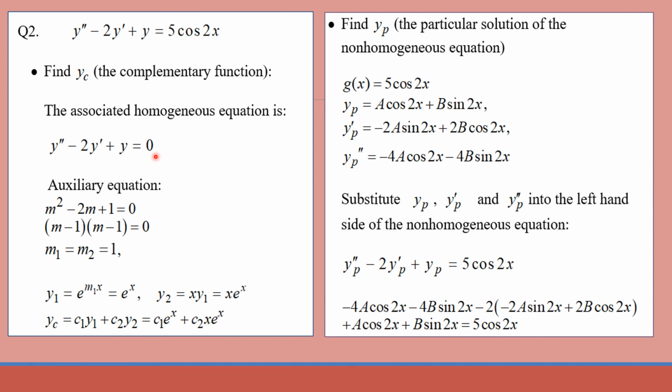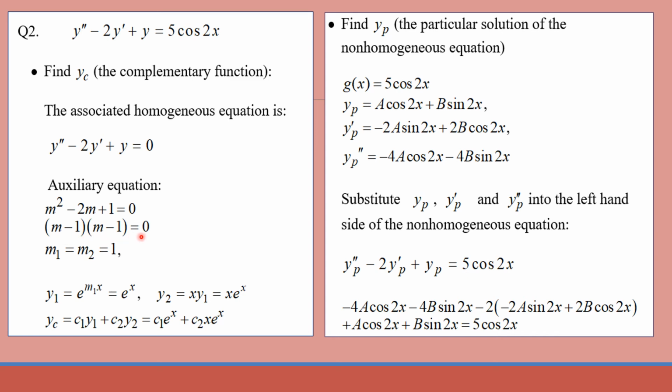So the associated homogeneous equation is expressed in the form of y double prime minus 2y prime plus y equals 0. To solve this homogeneous equation, we form the auxiliary equation m squared minus 2m plus 1 equals 0. So the left side can be factorized in the form of m minus 1 multiplied by m minus 1 equals 0.